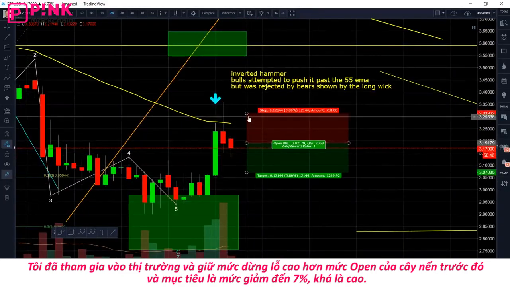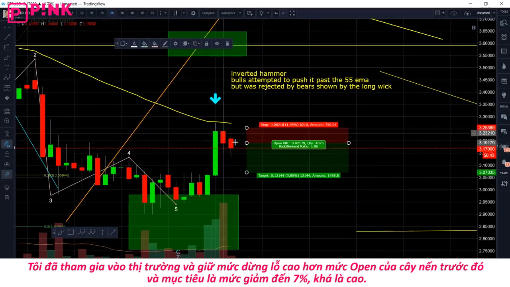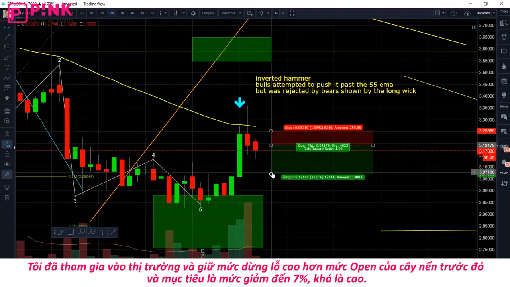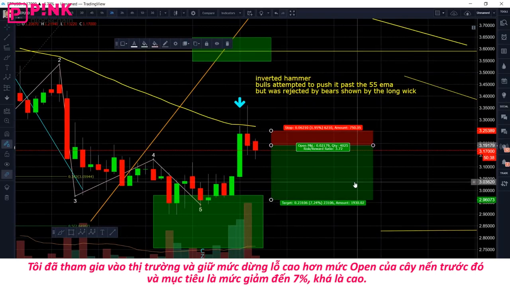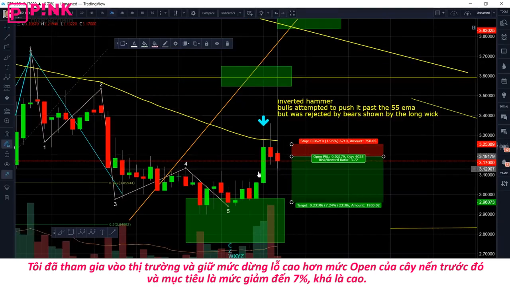So I entered a short position, right, with a stop loss basically slightly higher than where the candle opened on the previous one. And then I'm going to target basically another bottom. So I'm hoping to gain about a 7% gain, which is pretty big, right? And my risk to reward ratio is 3.72.